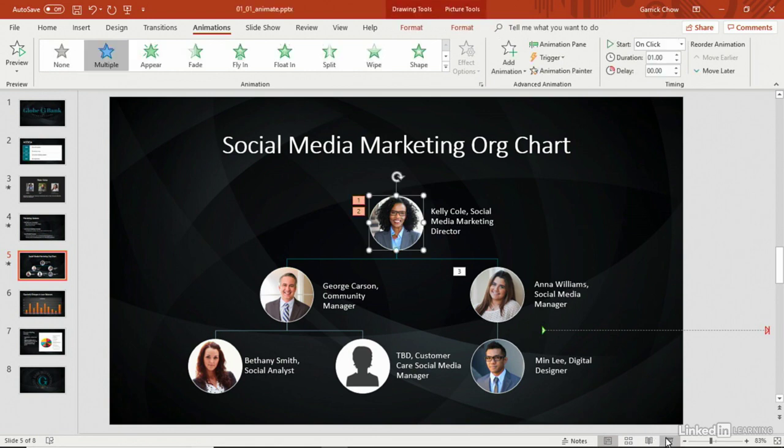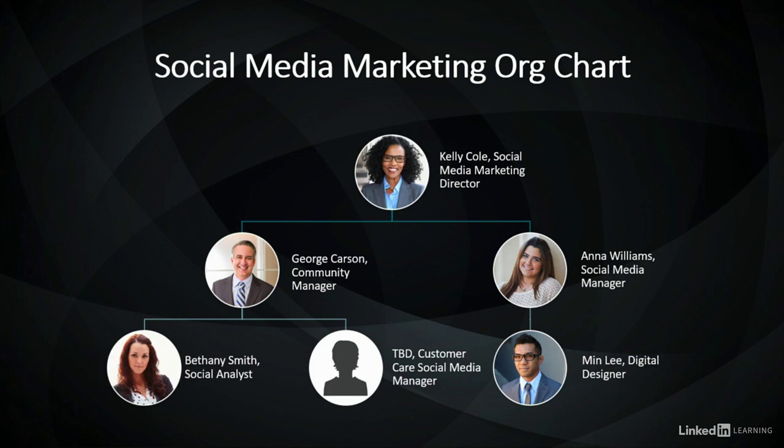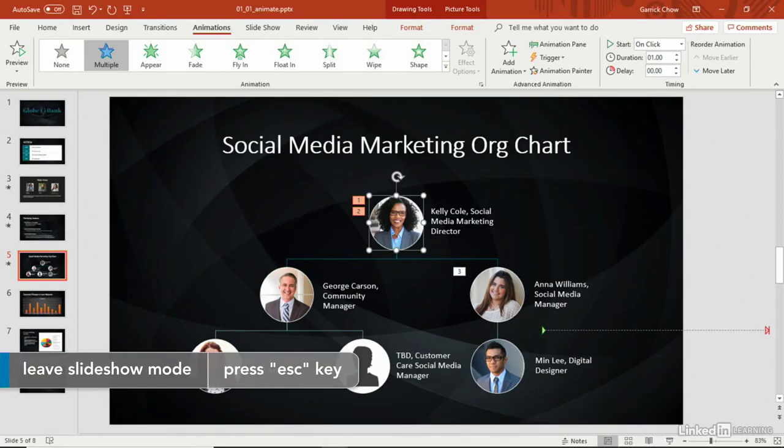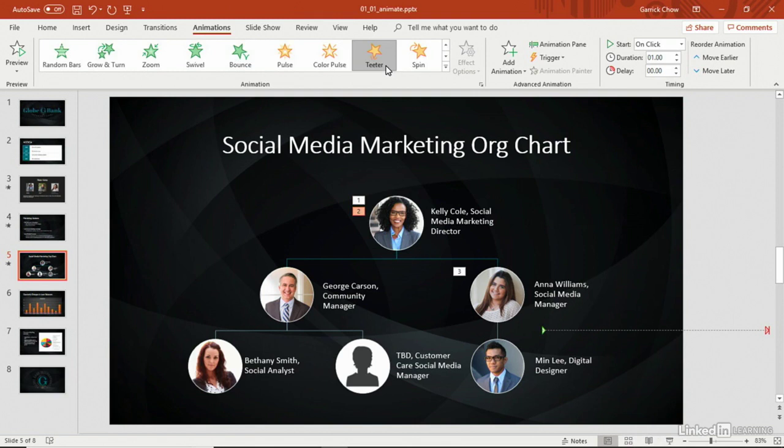For example, earlier, we added a grow animation and a teeter animation to this photo. So if I go into slideshow mode, pressing the spacebar once triggers the grow animation, and then I have to press the spacebar again to trigger the teeter animation. But I prefer to have the teeter animation happen on its own immediately after the grow effect, so it seems like one continuous animation.